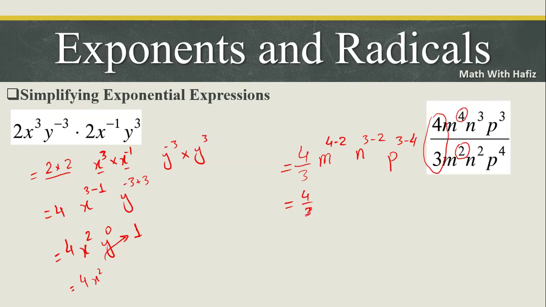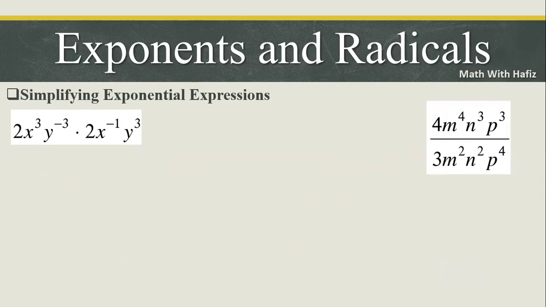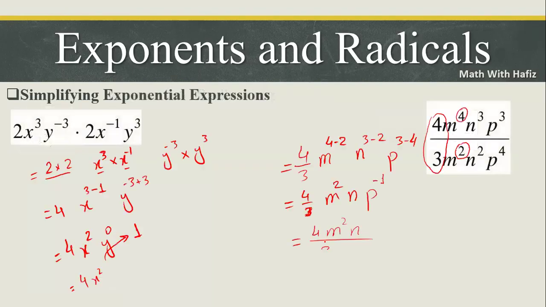So it will be 4 over 3. I'm sorry, I am writing very fast, so I'm missing words. So m to the power of 4 minus 2 is 2. Then we have n to the power of 3 minus 2, which will be n to the power of 1, and we do not write 1. Then we have p to the power of 3 minus 4, it will be negative 1. As it is negative, to make it positive, we have to move it down. So it will be 4m squared over 3p.